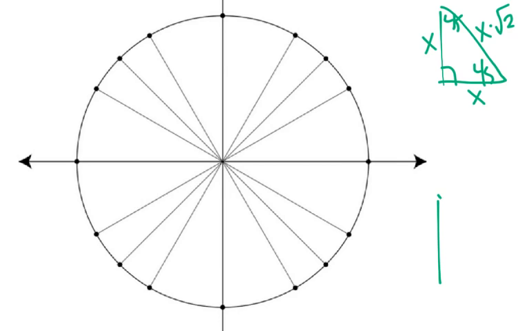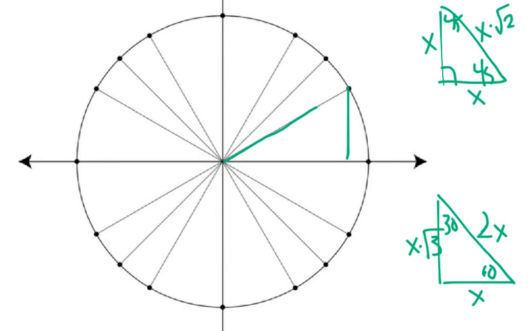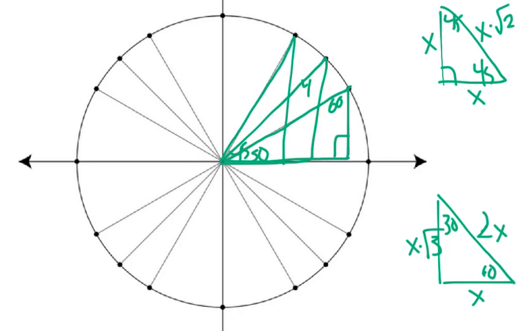You've got the 30, 60, 90, where you've got x, the hypotenuse is double the shorter side, and the longer side is times the square root of 3 bigger. Okay? And with that unit circle, with our special angles, we can make those right triangles. A 30, 60, 90. A 45, 45, 90. And a 60, 30, 90.